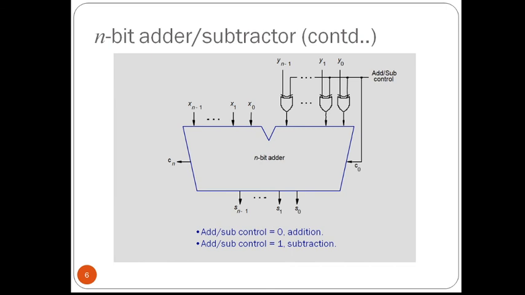You should also remember that 2's complementing a negative number is done in exactly the same manner as for a positive number. Then an XOR gate can be added to this figure to detect the overflow condition, that is c_n XOR c_n minus 1.